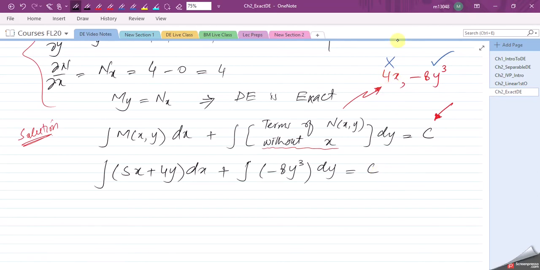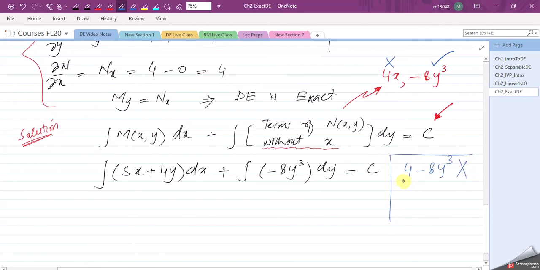Okay? Without x, let me make it clear, do not write 4 minus 8y cube. No, not like this. Delete the whole term. Delete the whole term, okay? 4 should also go. Minus 8y cube. Okay, now we integrate.